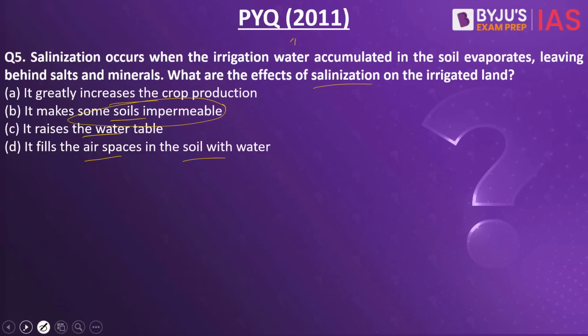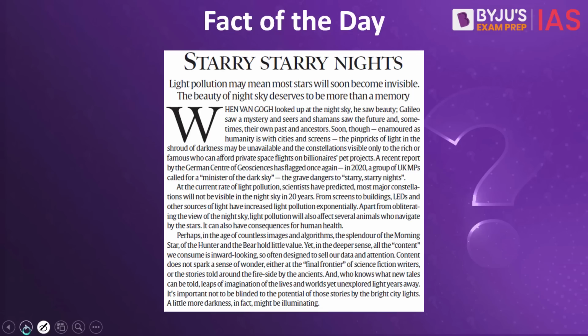Now let's look into the fact of the day. The fact of the day for today's discussion is light pollution. Let us try and understand what this concept of light pollution is. As the very name denotes, pollution caused by light is light pollution. What do we understand by this? This is nothing but artificial brightening of the sky.